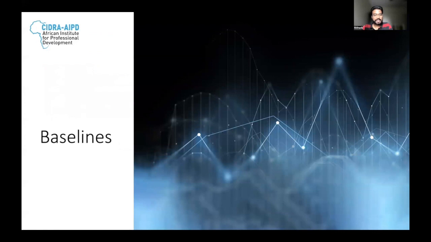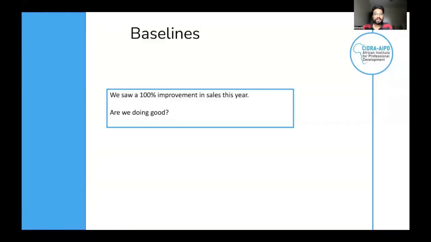We'll move on to baselines now. So like we talked about when we were talking about the car journey, it is important that you know where you are so that you don't end up going around in circles. You know where you are, so that you can compare to that once you're done with the project. So for example, if you saw 100% improvement in sales this year, this would be the end point of your project, or whatever time period you're looking at.